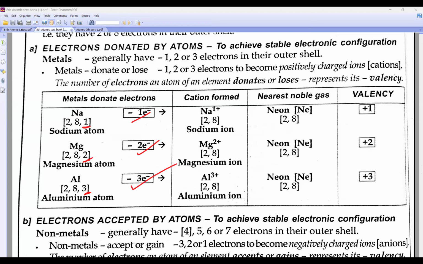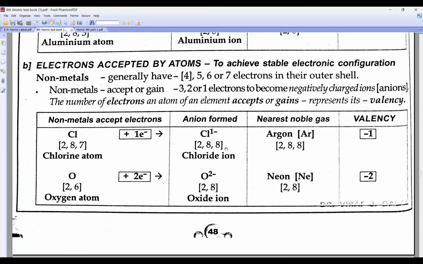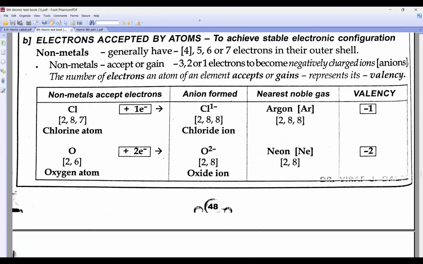But any element, if it has 5 or more electrons in its outermost shell, how much? 5 or more. Suppose I have written here nitrogen. Nitrogen is 2,5. So 5 or more. Now look, here it is more than 5 or not? Tell me all these. Who is the nearest noble gas to chlorine?